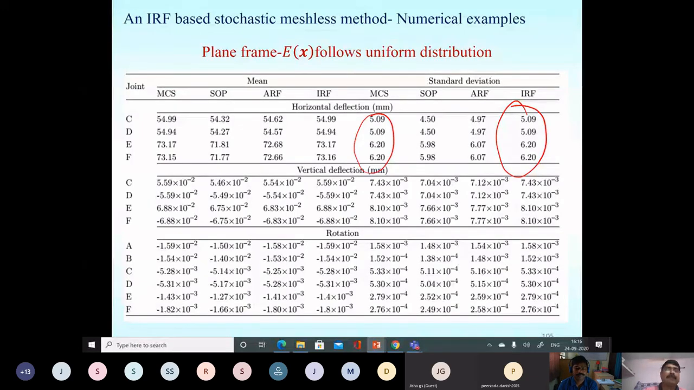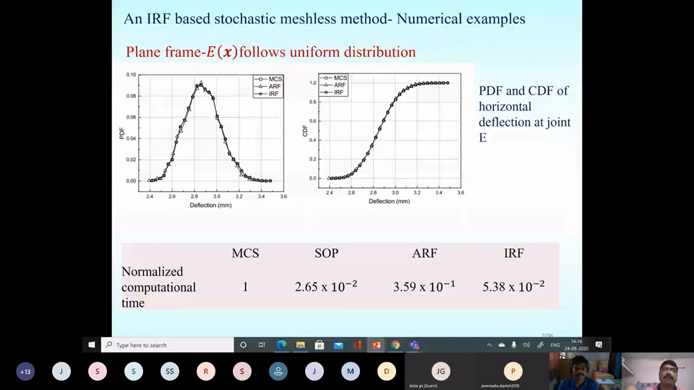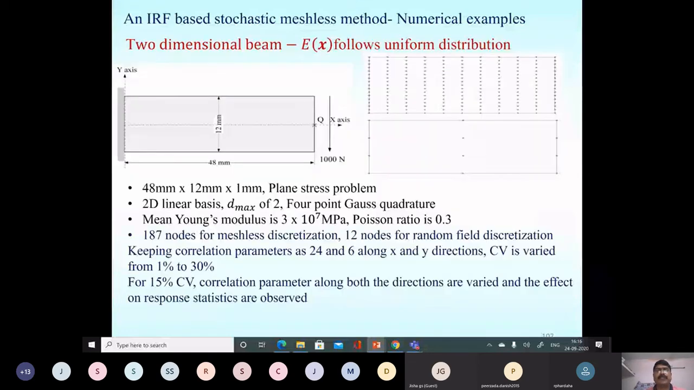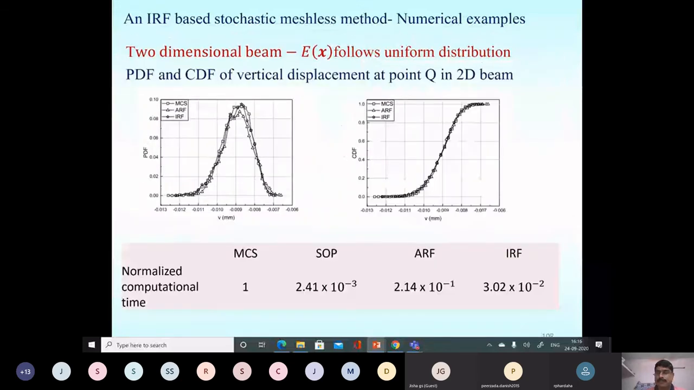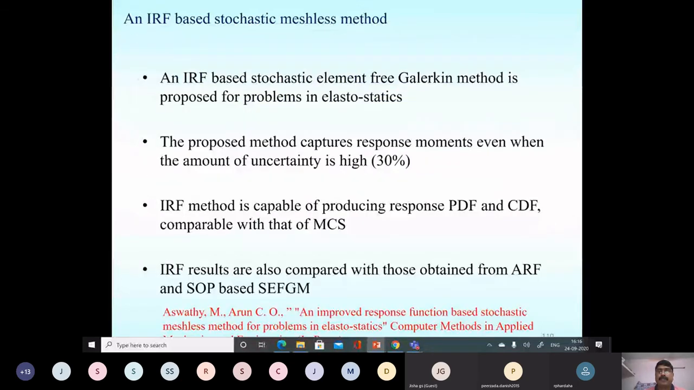Okay, so this is how the PDF and CDF also, and computation time is also very less. So this can be treated as one of the best methods. Okay, and this particular work is now in press in Computer Methods in Applied Mechanics. So this method is very useful for solving when the properties are symmetric.